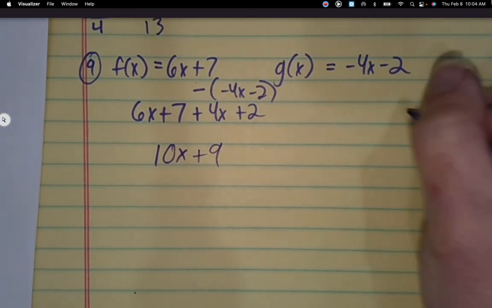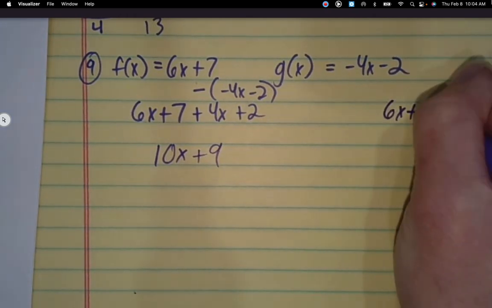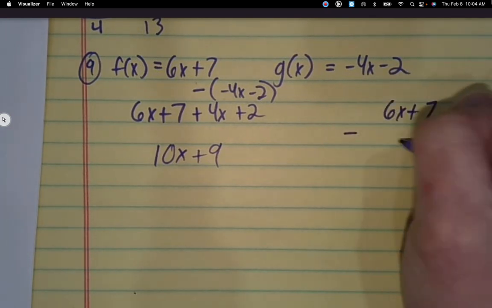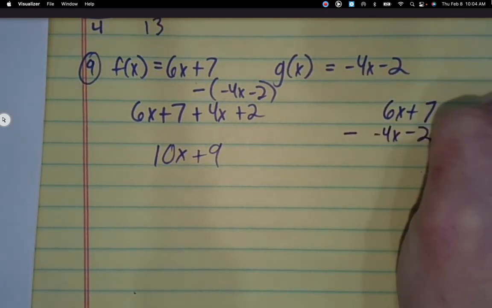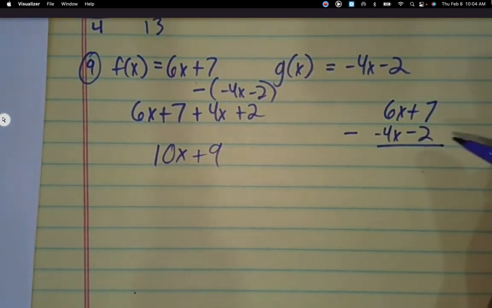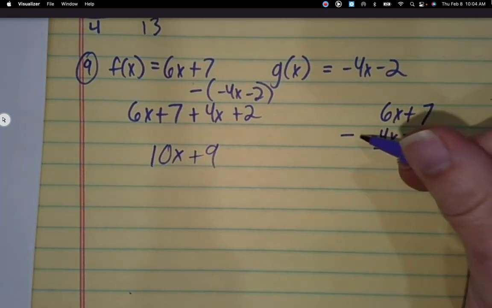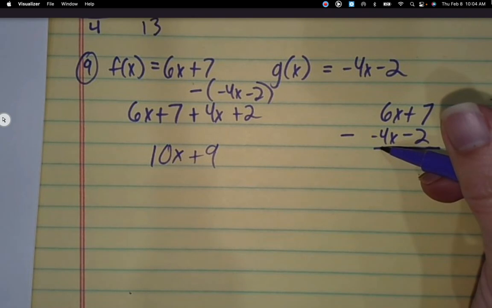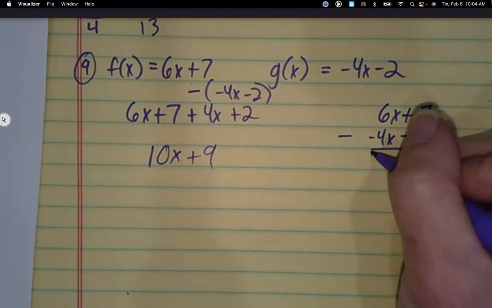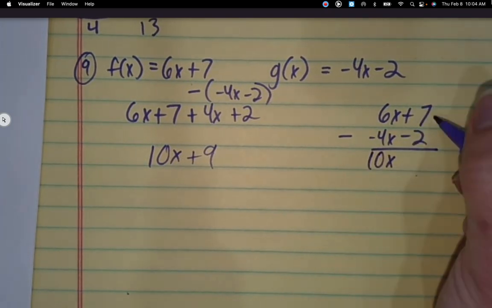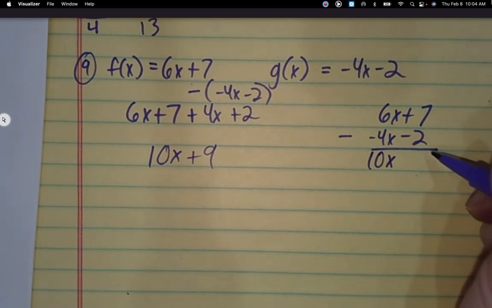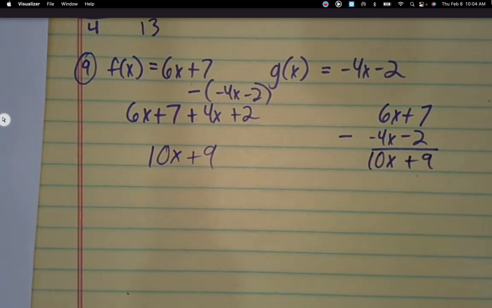Okay? I don't know if this would help, if you wanted to take f and subtract g like this. Would that be better? Take your f function and subtract it. Now type it in. What's 6 minus negative 4? Well, if you put it in your calculator, it's actually 10. And what's 7 minus negative 2? It's actually 9. Like if you want to line it up that way, you can, okay? Is that better for anybody?